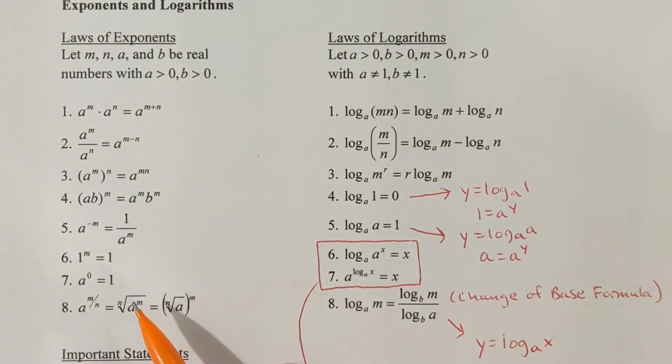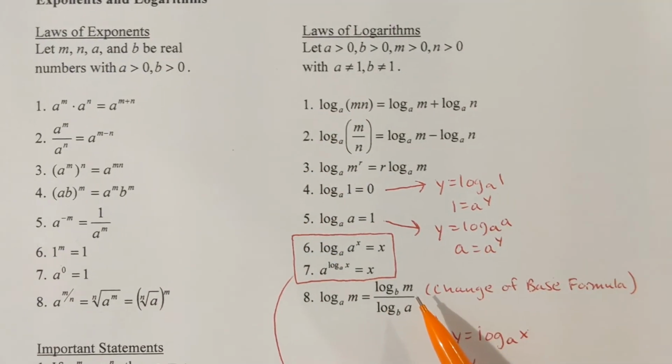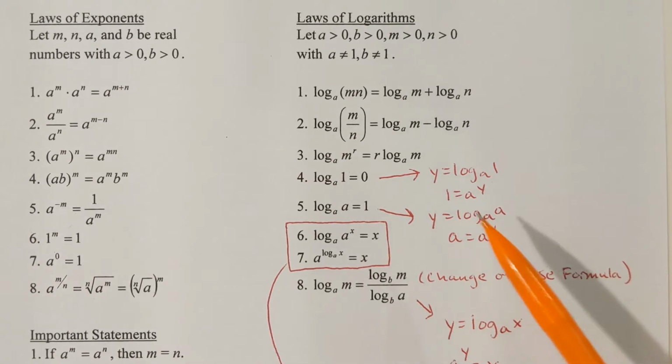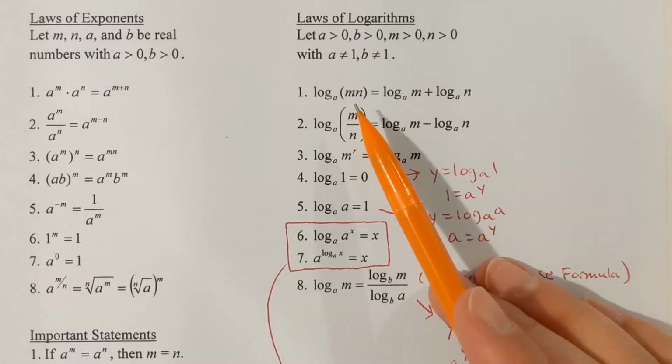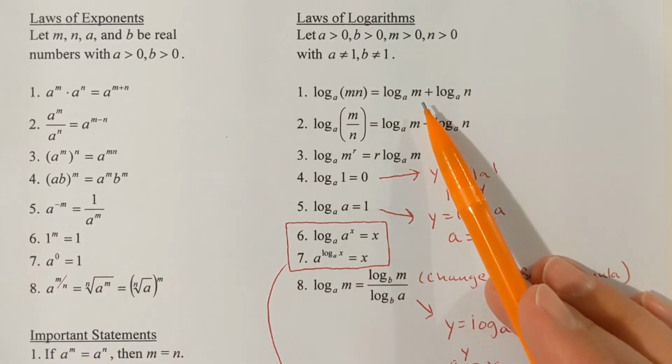I had written these on the board in section 5.3. And we've also got laws of logarithms that we'd want to know. There are 8 laws that are worth knowing. Law 1 says that if you have a single logarithm and you're multiplying the inner terms, you can split that into 2 logarithms that would be added together.